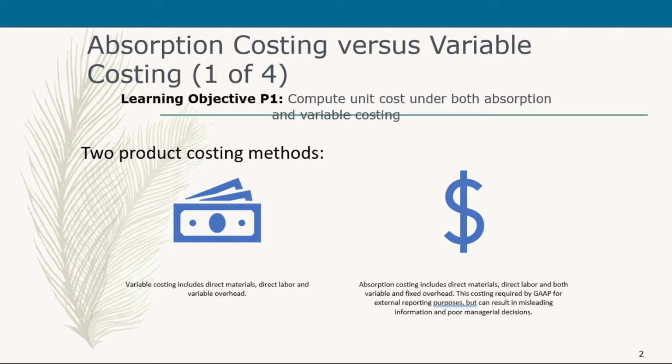You only recognize the portion of that fixed overhead when the units are sold. Okay, so what are the arguments for the use of variable costing? If this is your first time to hear about variable costing, in terms of using it for management purposes, right?